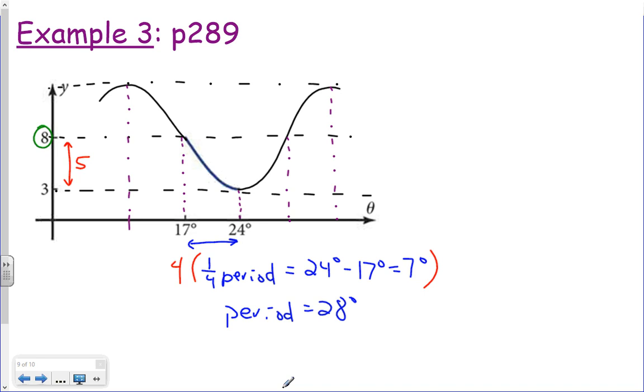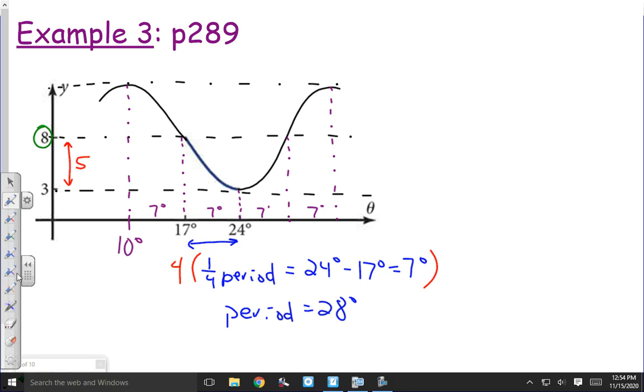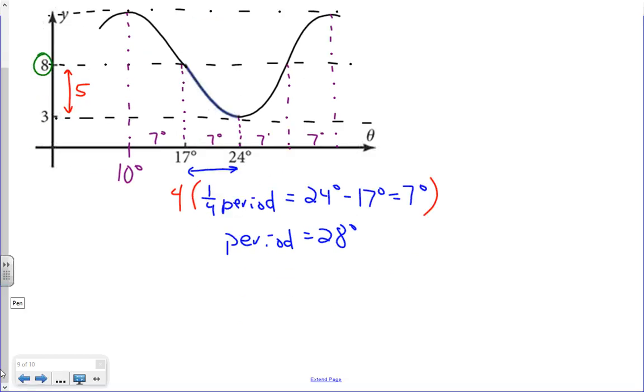So in other words, we figured out this was 7 degrees here. This here is going to be 7 degrees, this is 7 degrees, and this is 7 degrees, that interval. So with that, I can figure out where my high point is. If I just subtract 7 degrees from 17, that leaves me with 10 degrees. That is where I'll hit that first upper bound, which is the phase displacement I'm looking for.